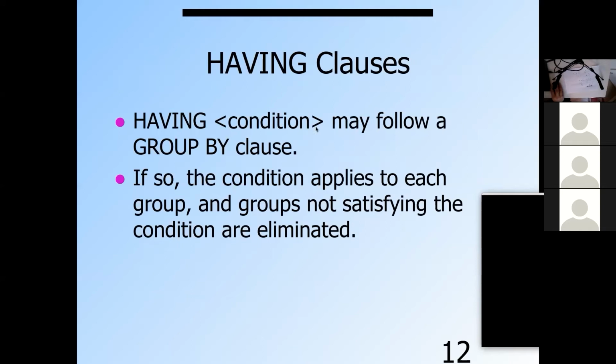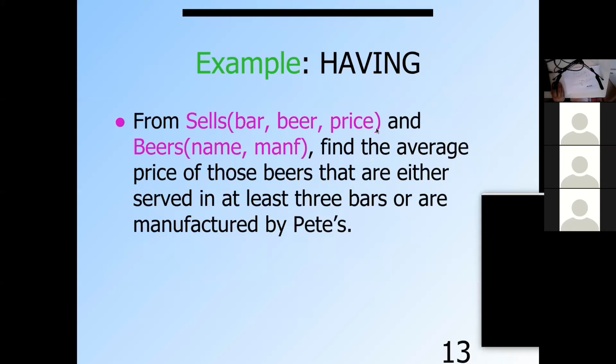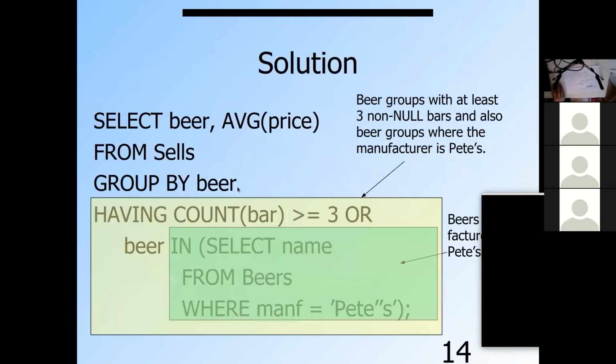So the having clause might follow a group by, and what a having is, it's a condition that applies to the group, to the actual group. A very common way you'll see this is where the count is greater than some number. So let's just follow this example here. From sells and beers, find the average price of those beers that are served in at least 3 bars or manufactured by Pete. Okay, so this is where having comes in.